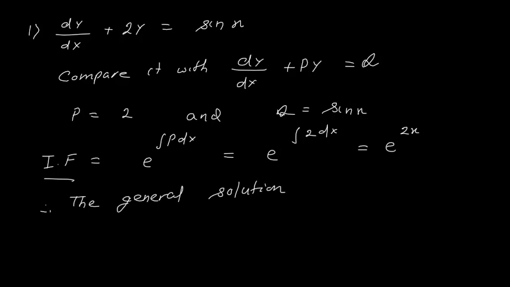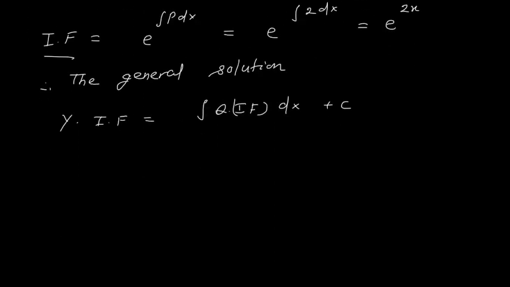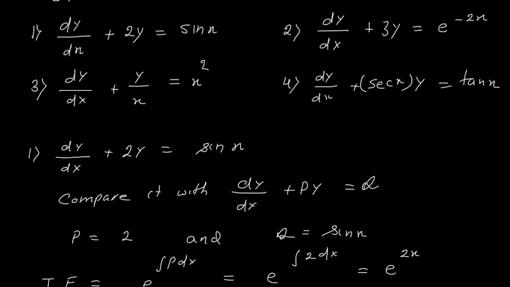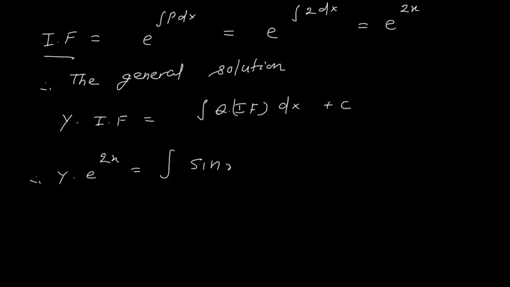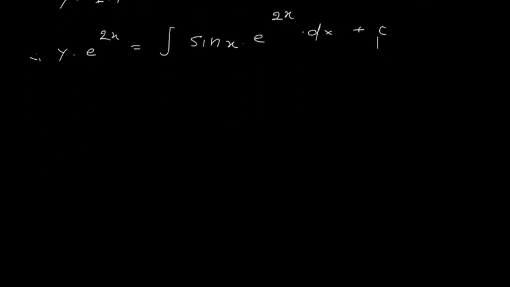The general solution is y into integrating factor equals integration of Q into integrating factor into dx plus some constant. Therefore, y into e power 2x is equal to the integration of sin x into e power 2x dx plus some constant c. Now I have to integrate this part.